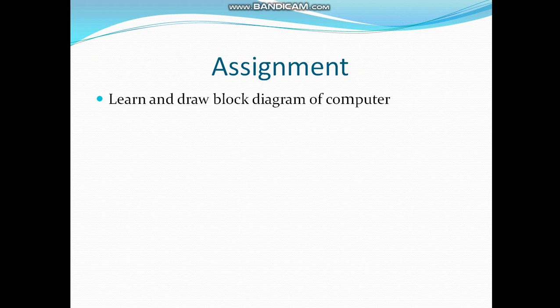Assignment. Learn and draw the block diagram of computer on loose sheets. You have to draw the diagram.